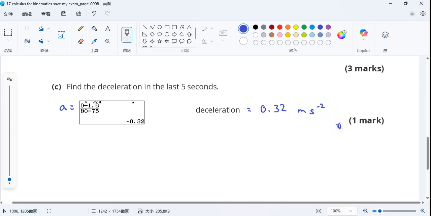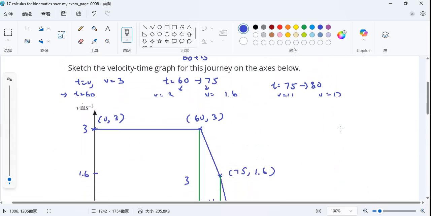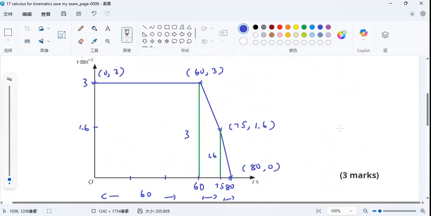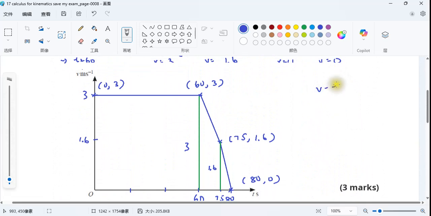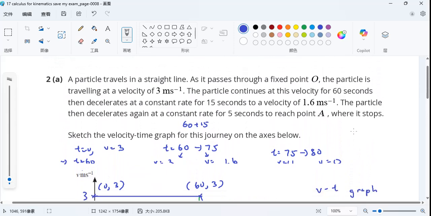So we know that for the VT graph, the acceleration is the gradient. Then the distance traveled is the area under the graph.